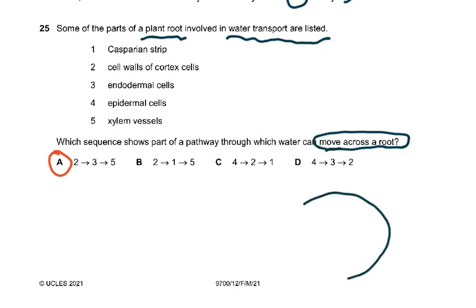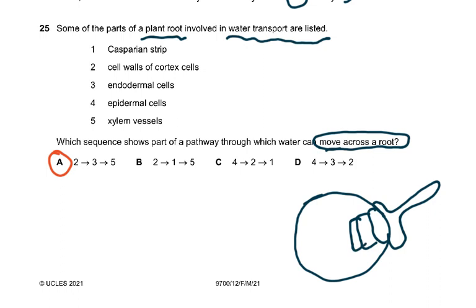You see, this is the root. This is the root hair cell. And then we have the cells of the cortex. And then you have the endodermis. And then you have the pericycle, and then the xylem vessel. So cell walls of the cortex cells, endodermal cells, and then the xylem vessel.